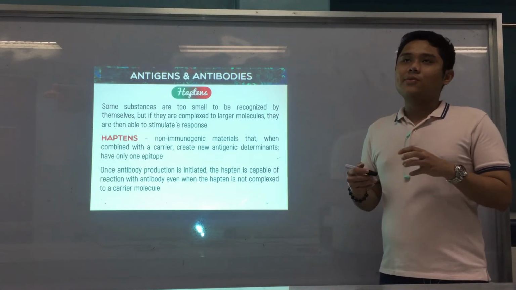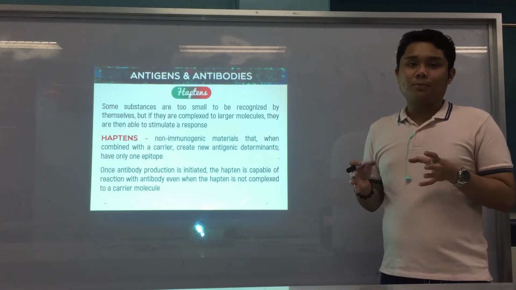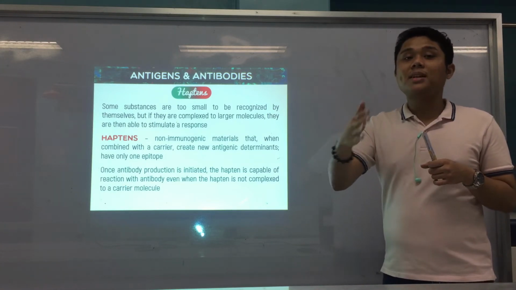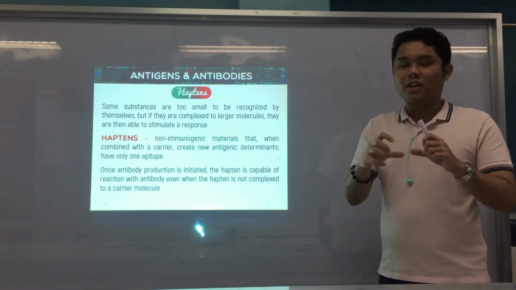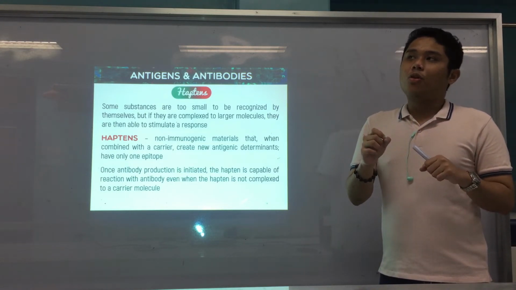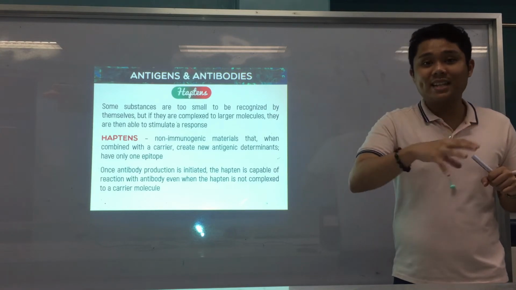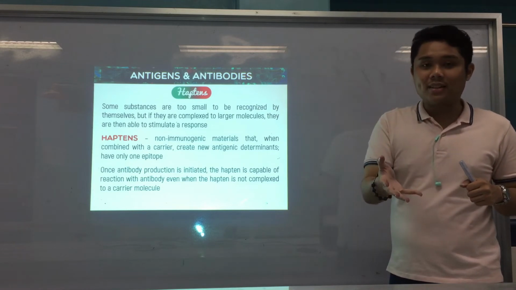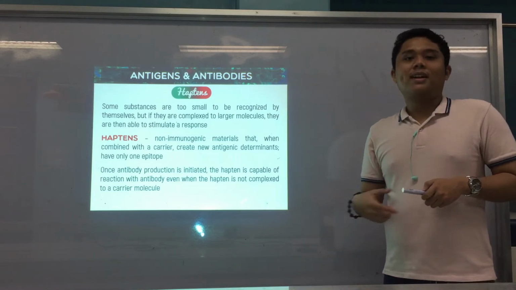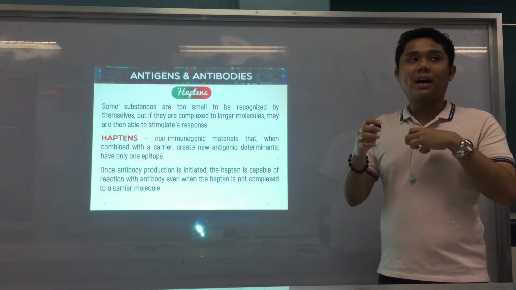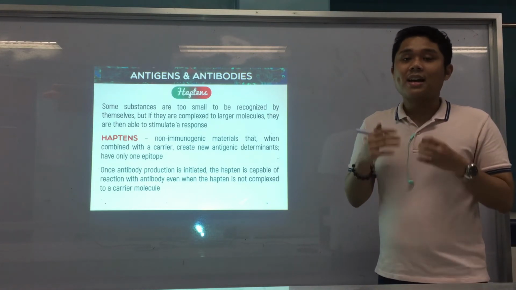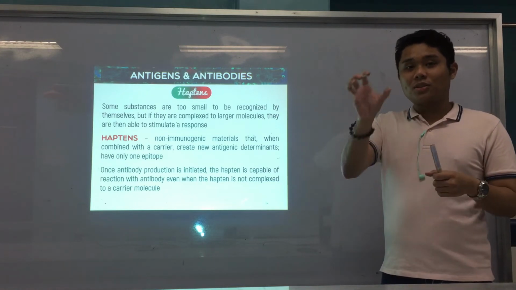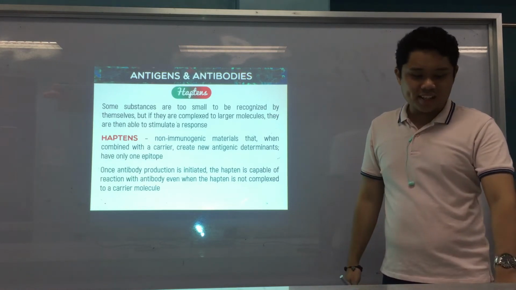So, what happens is the immune system now recognizes the hapten, just the small molecule. So now that the immune system has recognized these haptens already, if there is another encounter with those haptens without the carrier molecule, the immune system can still respond. It already knows them, because it recognized these haptens before through the carrier molecule. Got it?